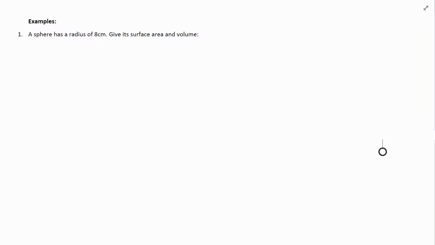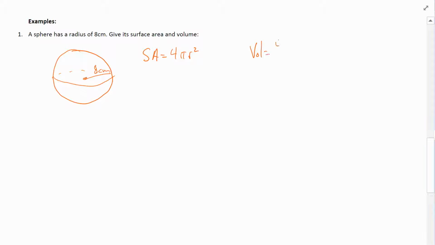Number one, a sphere has a radius of 8 centimeters. Give its surface area and volume. So consider the sphere and consider its radius being 8 centimeters. Surface area is 4 pi r squared. Volume is 4/3 pi r cubed. Again, I want you to write down the formulas every single time. That way you learn them, you memorize them, and you make sure you aren't making any mistakes.